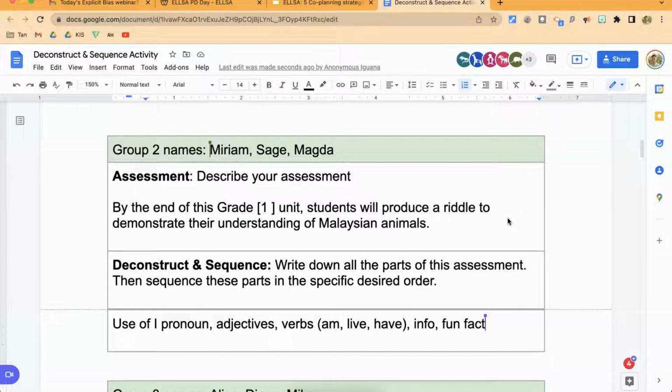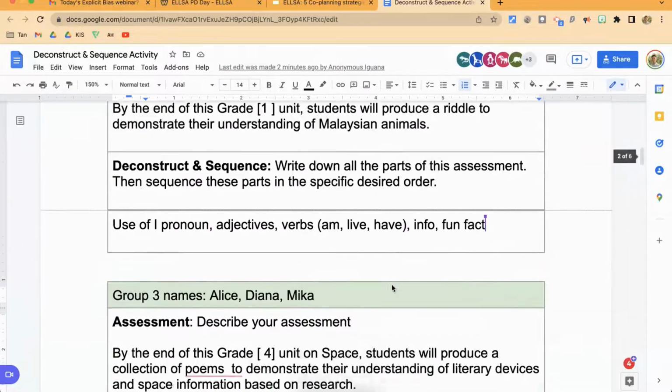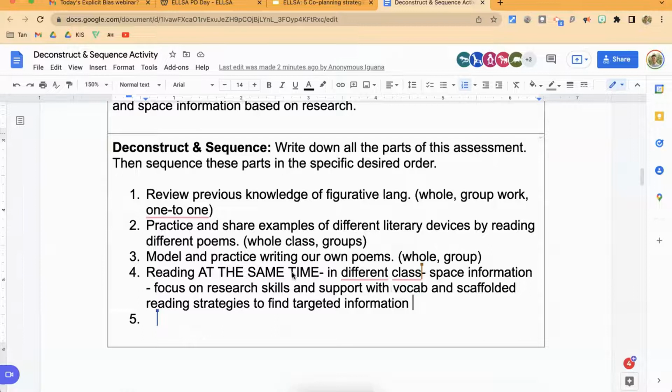Sarah said, ownership for all, including the co-teachers as well as you. Yes. Micah said, it makes it manageable, chunking information into parts. Yes. When you can chunk something, that is something you can scaffold, right? For example, let's look here. When we have chunked out figurative language, like practice and share examples of different literary devices, right there, we can scaffold that. This is how you can become an equal designer of instruction.